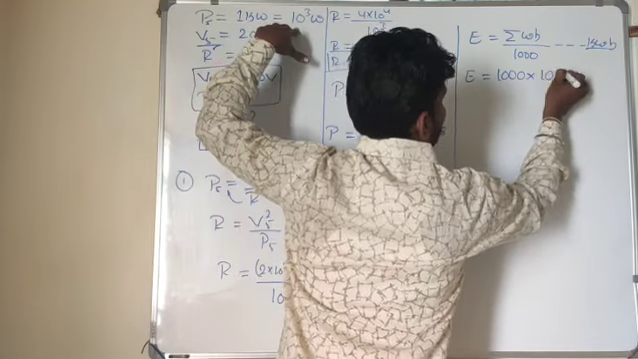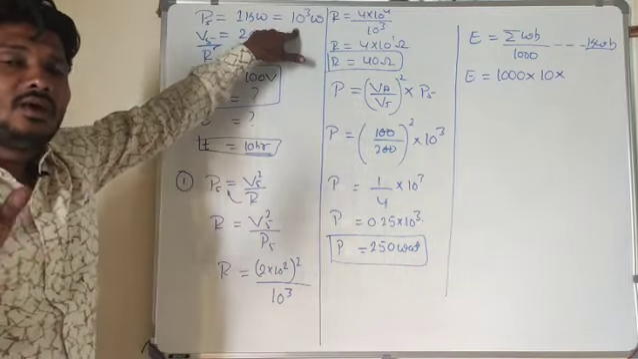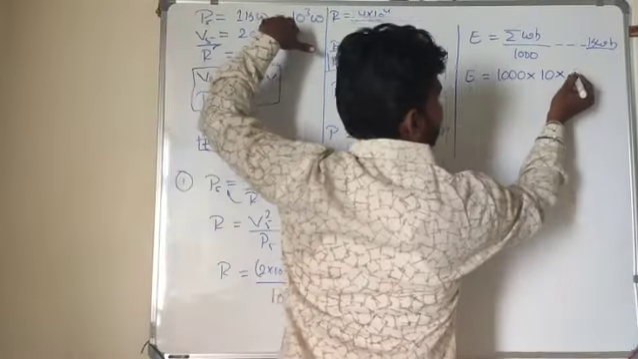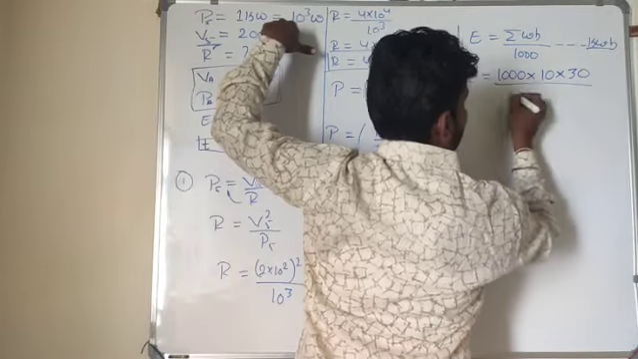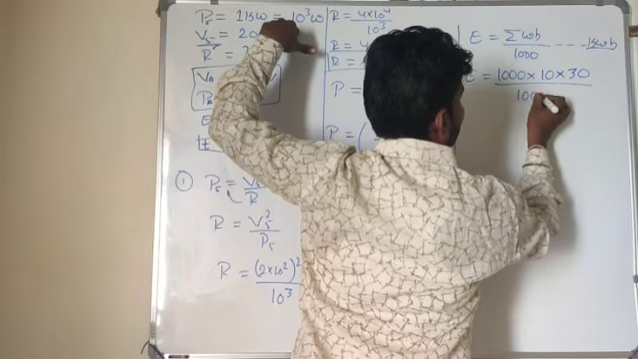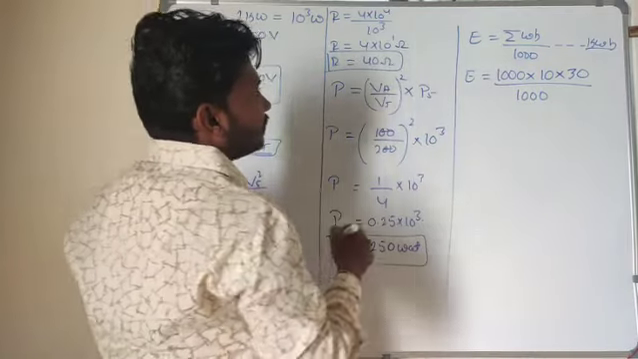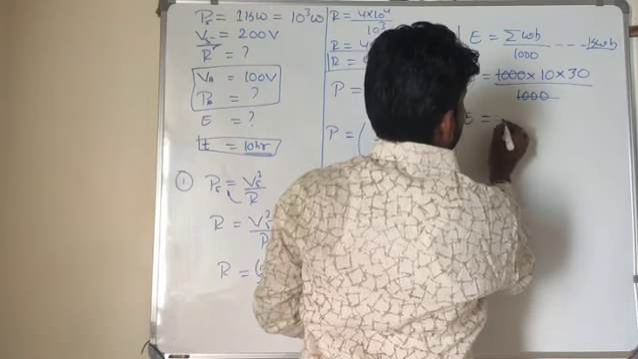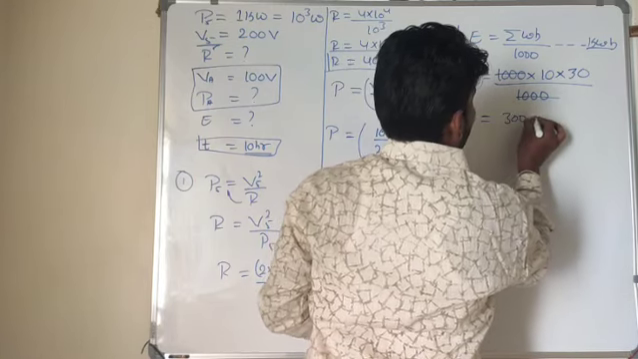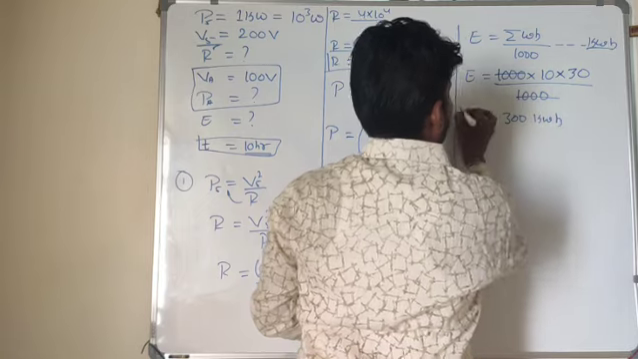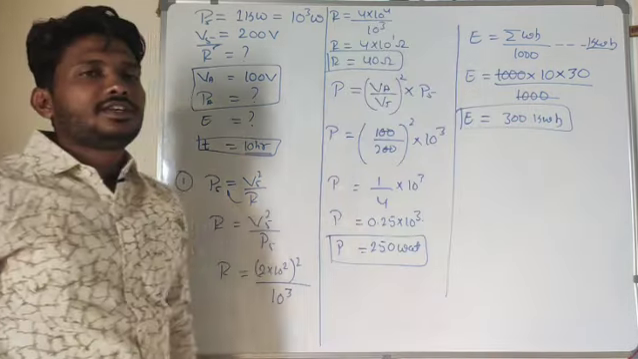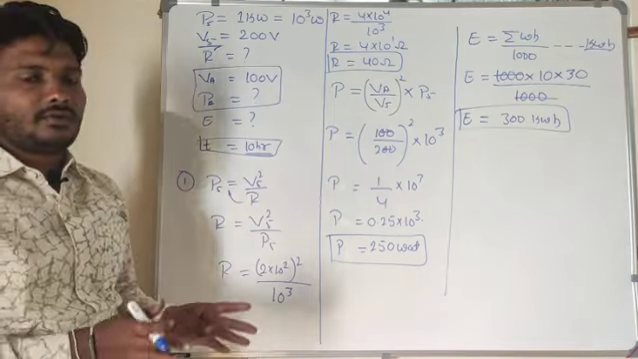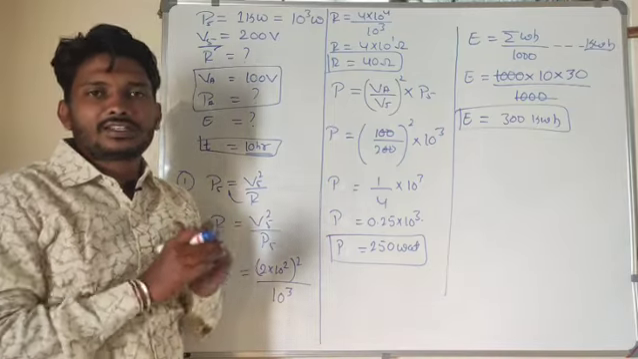How many hours are you using? 10 hours in 1 day. How many days am I using? 30 days. So divide by 1000 here, and the 1000 will cancel out. Energy is equal to 300 kilowatt hour. How much electrical energy? 300 kilowatt hour we can consider here. So I hope you understand these things.